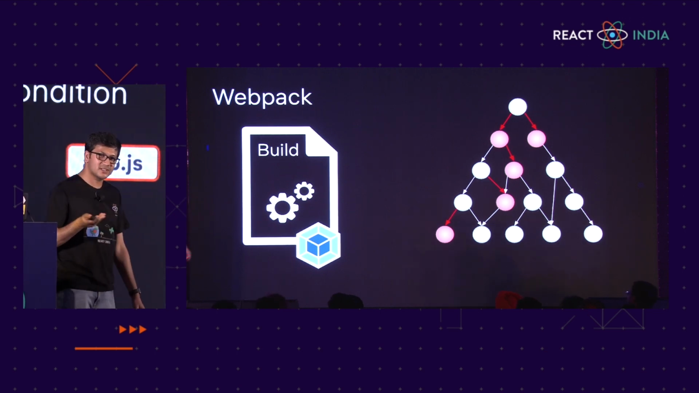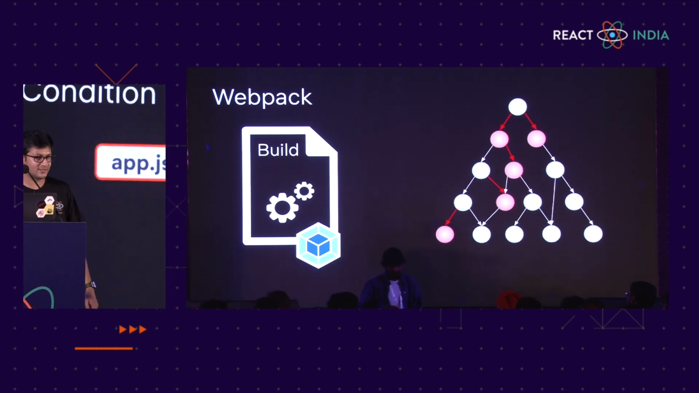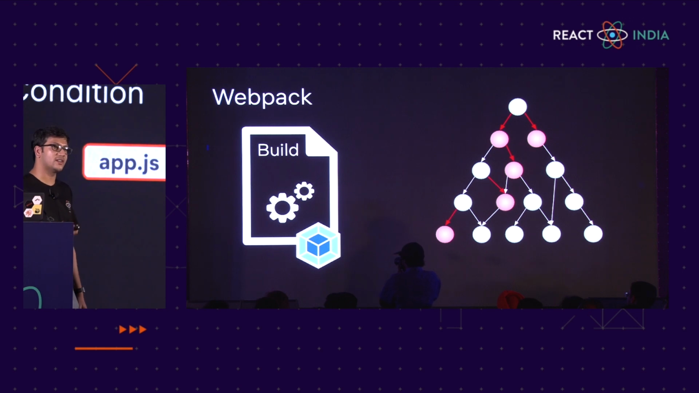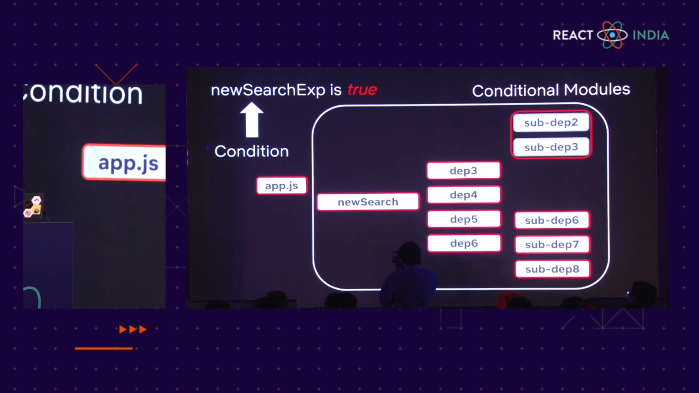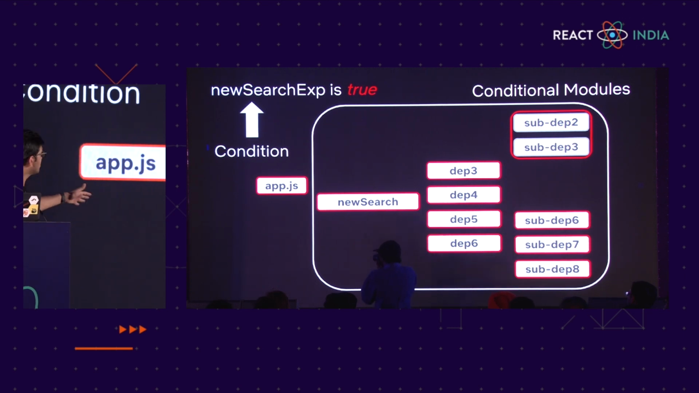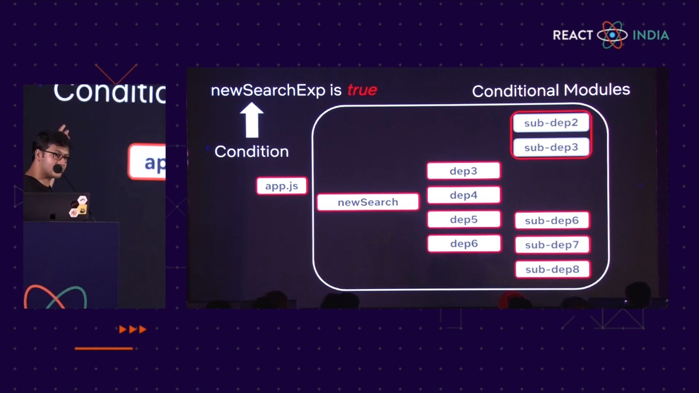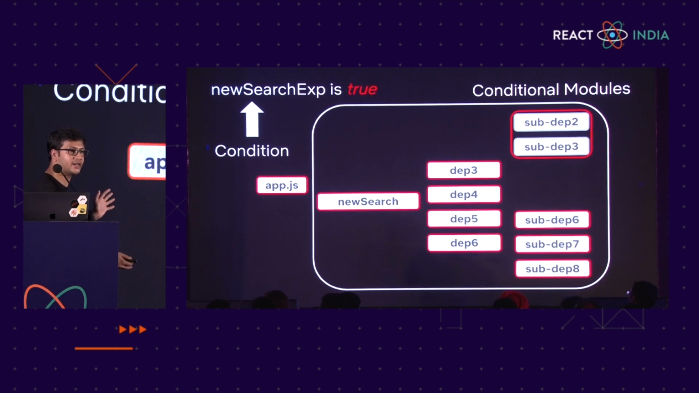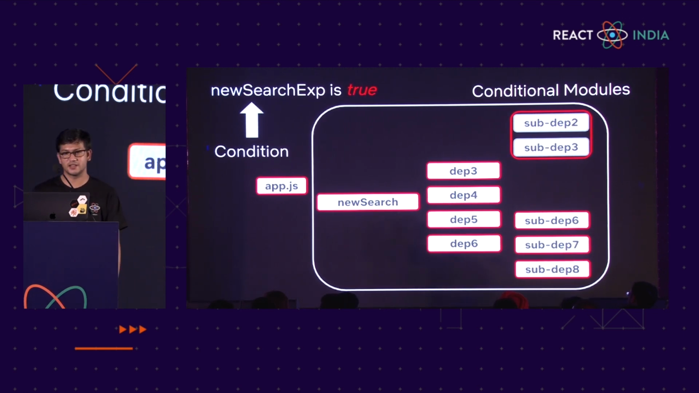So we pretty much understand what a conditional dependency graph is. But something that we also need to understand here is what exactly a conditional module is, right? In this particular example, app.js depends on new search, and new search depends on all its dependencies. But the fact is, app.js can only depend on new search when the condition new search experience is true. So in our language, we started to call new search experience the condition, and the new search component and all its dependencies form one big block of conditional module. And when you apply this particular metadata to your dependency graph, what you get is a conditional dependency graph.